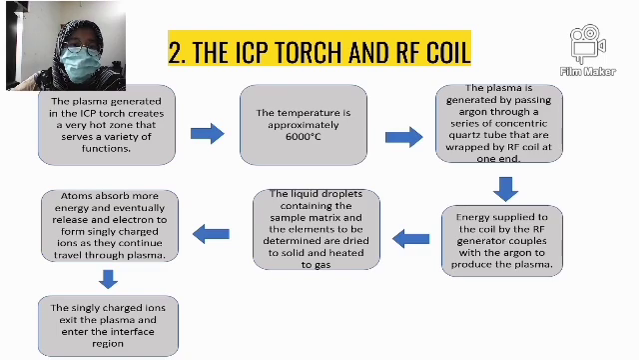The liquid droplets containing the sample matrix and the elements to be determined are directed to solid and heated to gas. The atoms absorb more energy and eventually release an electron to form singly charged ions as they continue to travel through the plasma. The singly charged ions exit the plasma and enter the interface region.